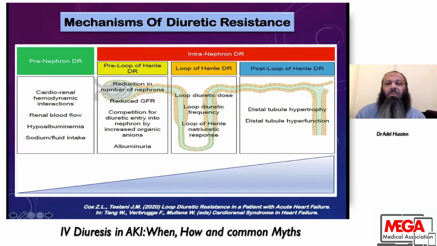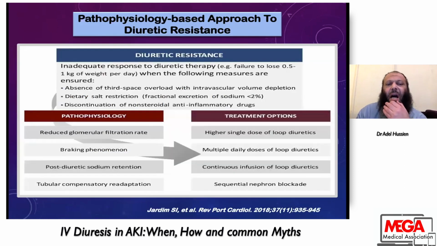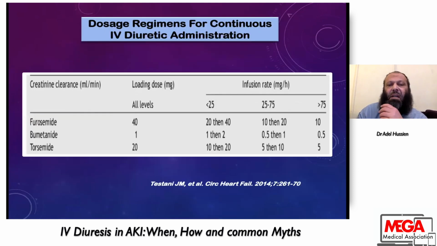These are the mechanisms of diuretic resistance, many mechanisms. How to overcome diuretic resistance? We have to use a continuous infusion of IV diuretics: furosemide, bumetanide, or torsemide. We have loading doses, then the continuous infusion rate will depend on the creatinine clearance: less than 25, 25 to 75, or more than 75.